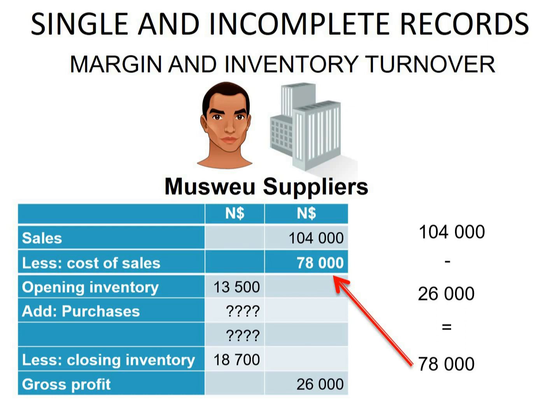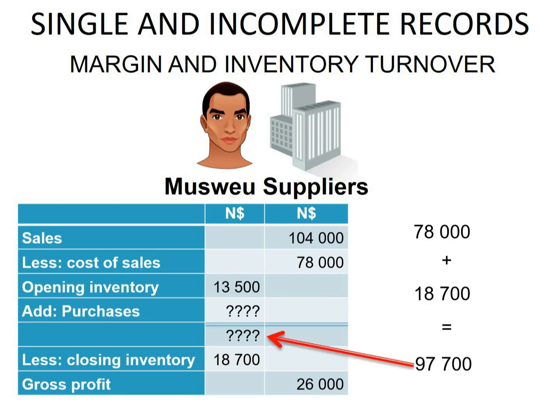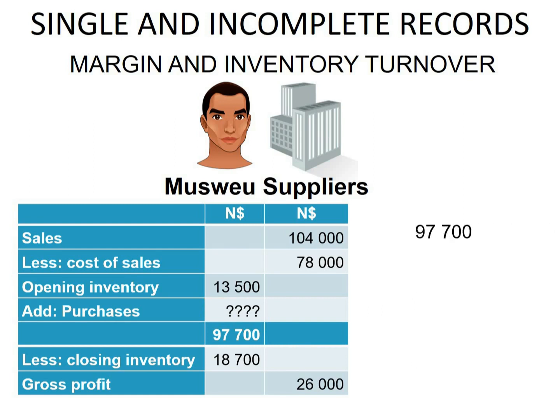The next amount we can calculate is the total that we would get from adding our opening inventory and our purchases. Now how would we go about doing this? We would say cost of sales, which is 78,000, plus our 18,700, which is our closing inventory, and that would give us the amount. And then we can work out our purchases. By now this one should be straightforward. All we need to do is say the total less our opening inventory of 13,500, and that will give us our purchases of 83,200.